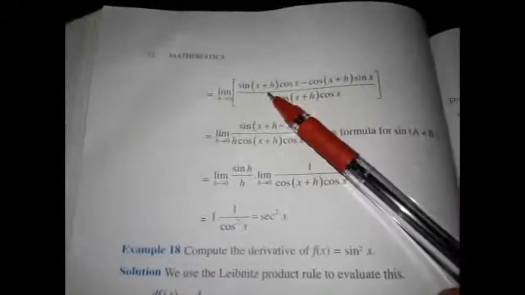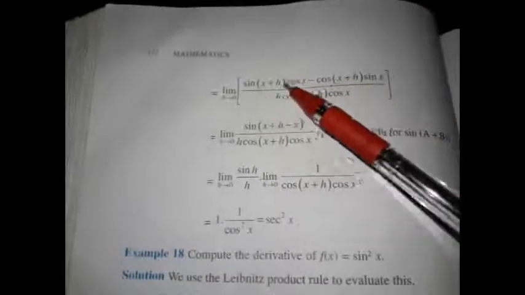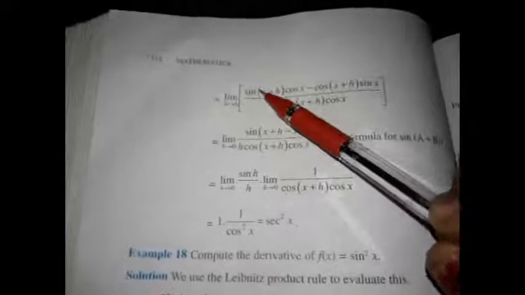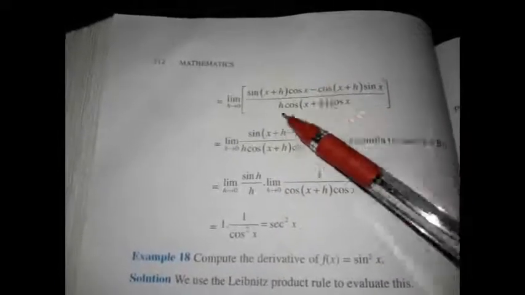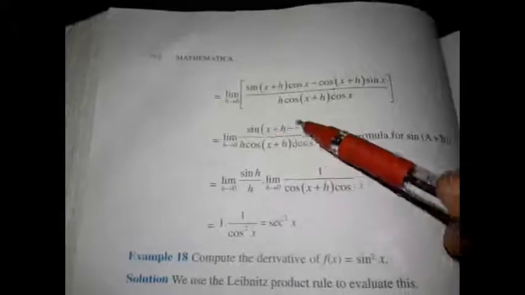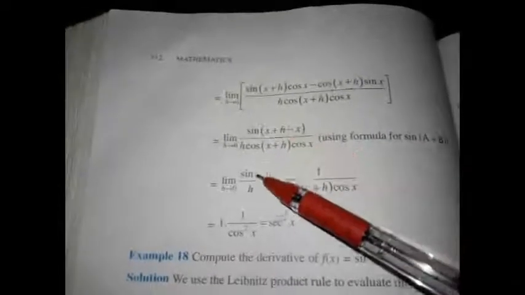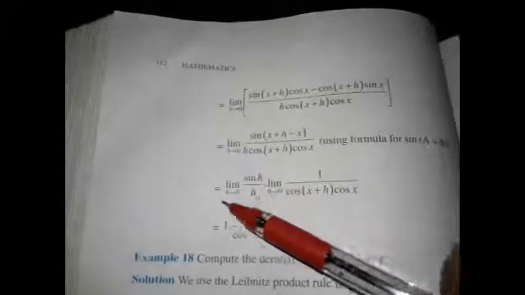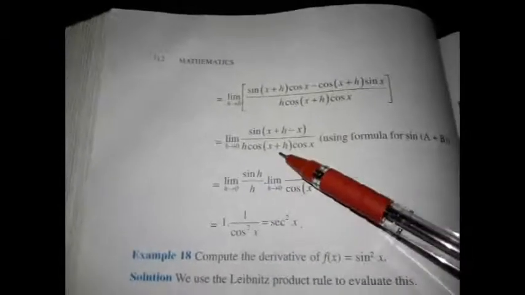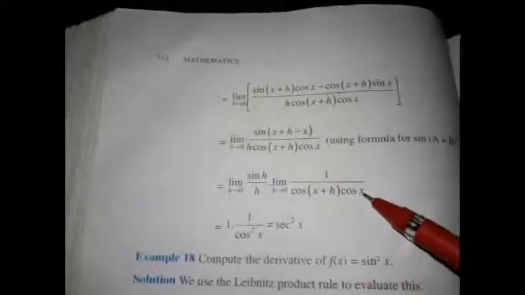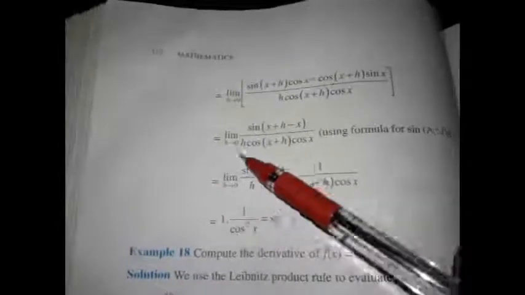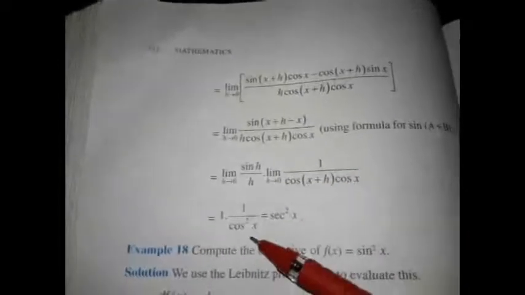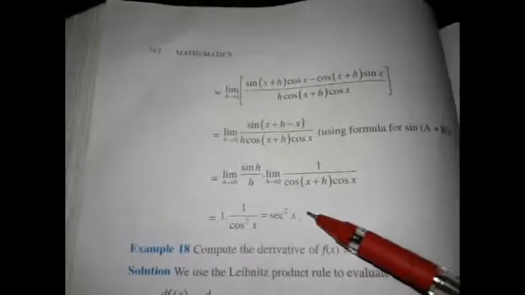Now we are going to apply the sin a plus b formula, because this is of the form sin a cos b minus cos a sin b, which is nothing but sin of a plus b. A is x plus h, b is x, divided by the denominator we have. Now the plus x and minus x will get cancelled. So we got sin h by h into, again we have separated, since we know limit h tends to 0, sin h by h is 1. So the remaining terms are 1 by cos of x plus h into cos x. When h tends to 0, this is going to be cos x. Cos x into cos x is cos squared x. So 1 by cos squared x is nothing but secant square x.